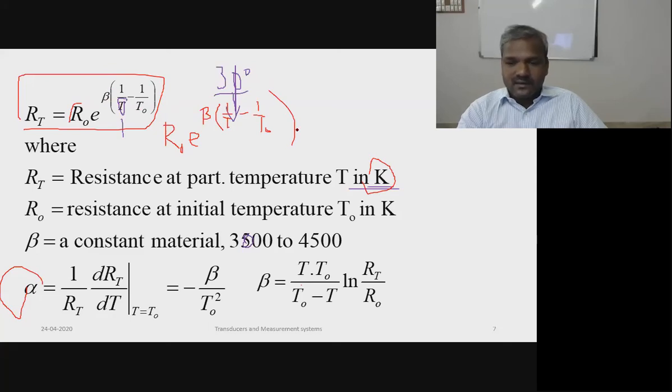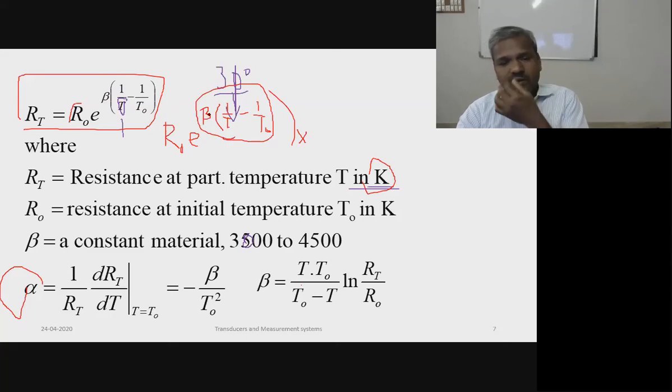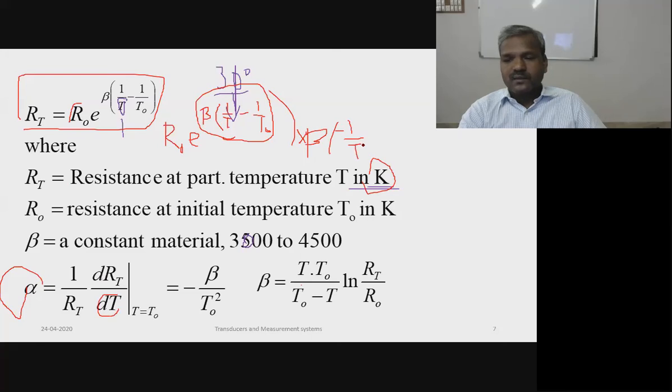Then we have to differentiate the exponential value. If you differentiate the exponential value, beta is constant, so beta times the differential of 1 by t with respect to t, which is minus 1 by t square. So this is dRT by dt.